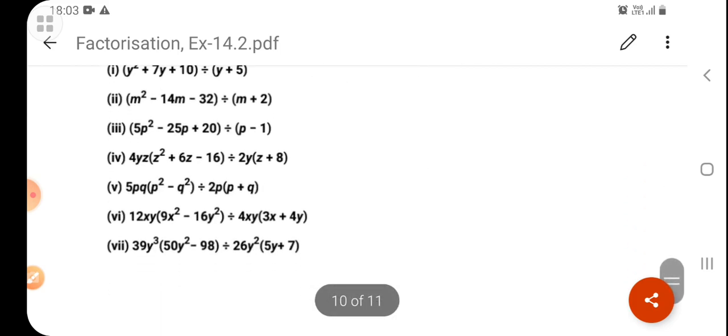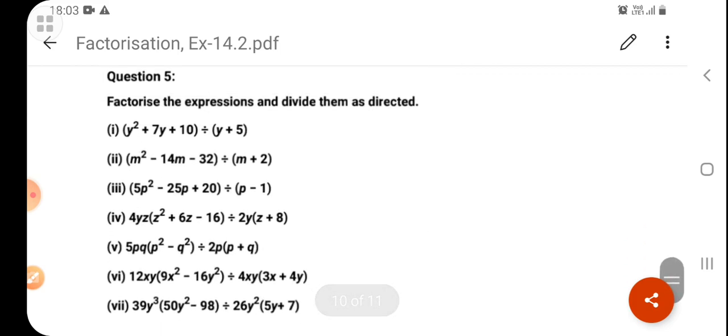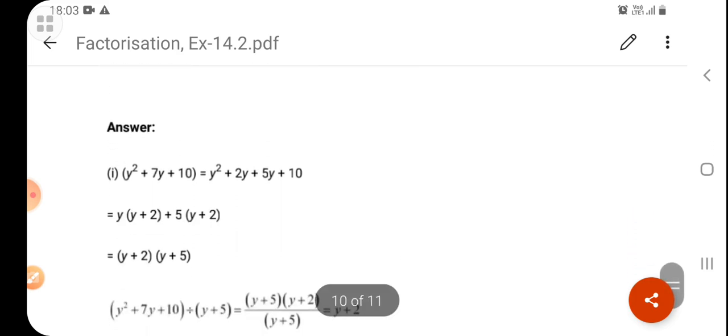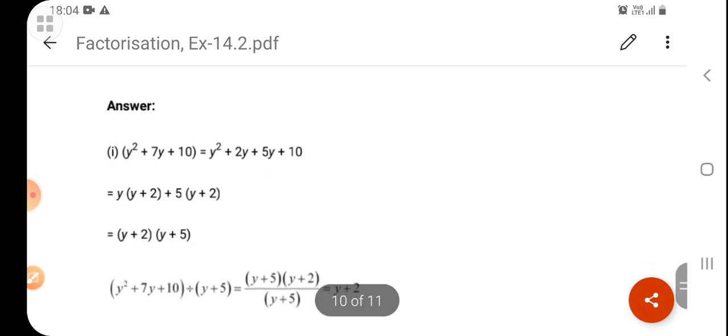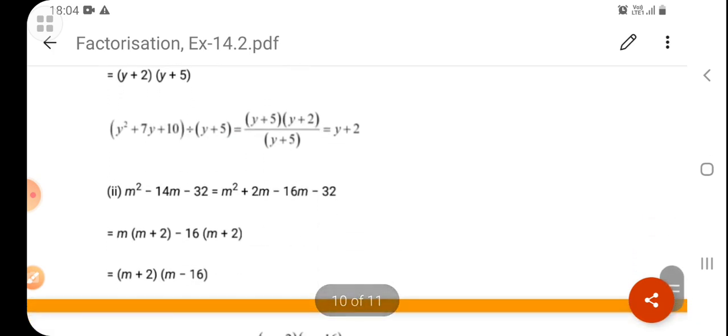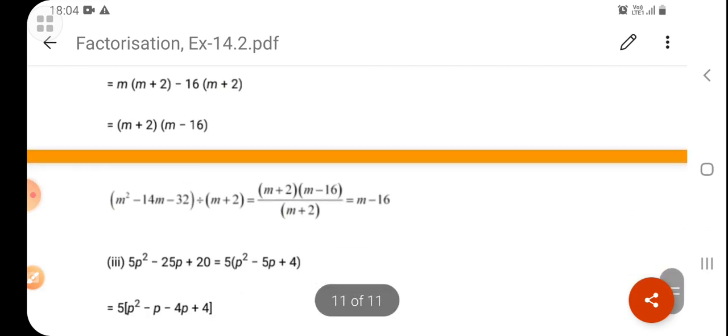Factorize the following expressions and divide them as directed. Again we have to factorize, so here the numerator is big, so we will first factorize it by the middle term splitting method and then we'll divide by y plus 5. The like terms will get cut out and we'll get y plus 2 as the answer.